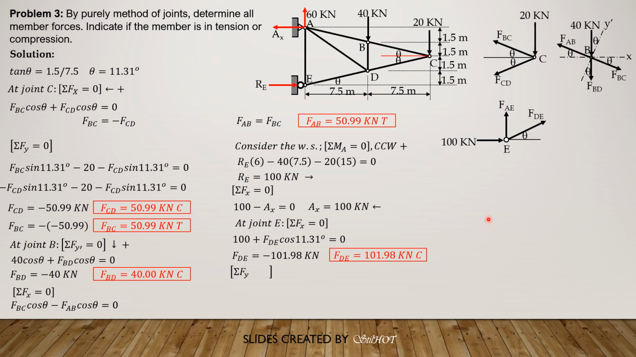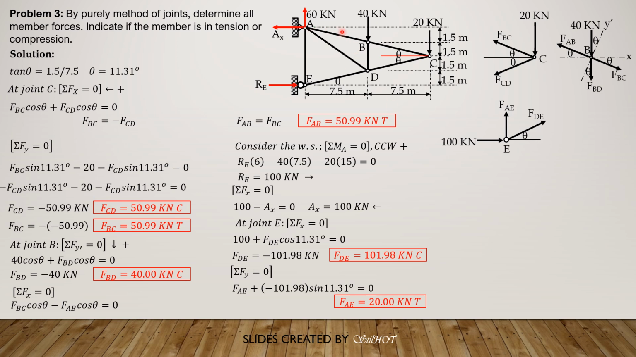Likewise, summation forces Y equals 0. So FAE plus negative 100.98 sine of 11.31 degrees equals 0. So FAE is equal to positive 20 kilonewtons. So it is tension. Then we proceed to joint A.